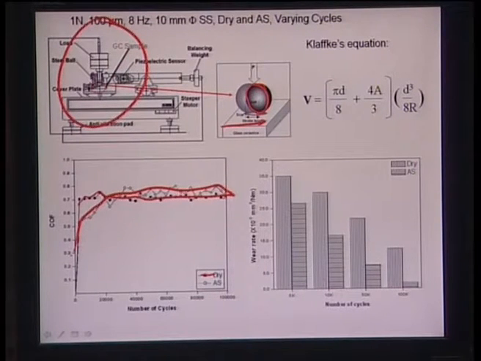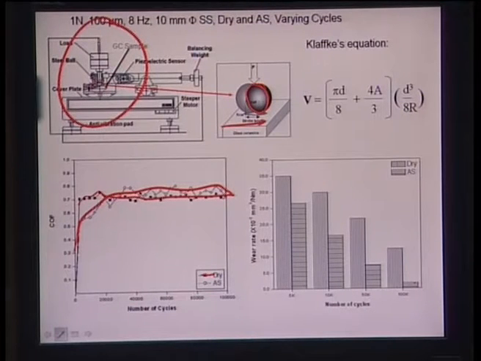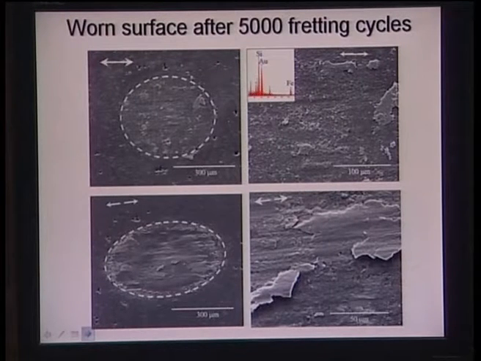As far as the wear rate is concerned, we do see an interesting trend as you go from 5,000 cycles to a larger number of cycles, up to 100,000 cycles. Now what you notice here is that in the dry case the wear rate decreases, and in the artificial saliva case the wear rate also decreases. At each time duration, the wear of the artificial saliva glass ceramic materials was less compared to dry conditions.